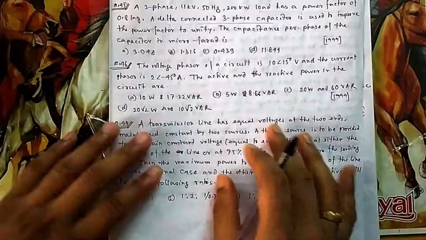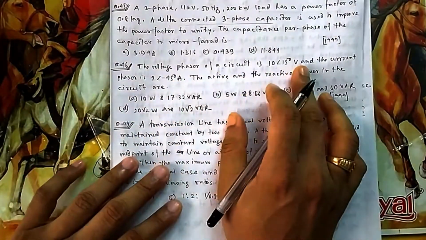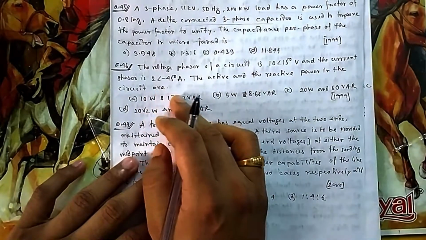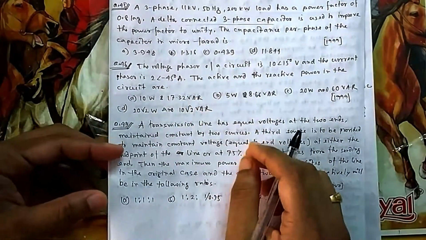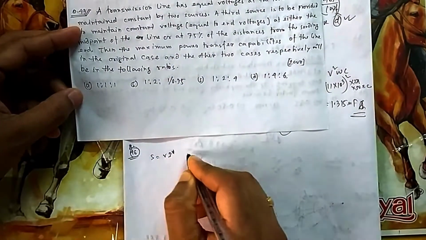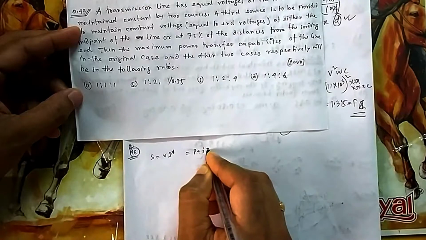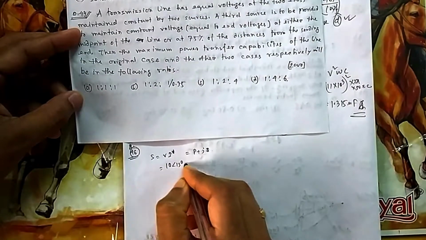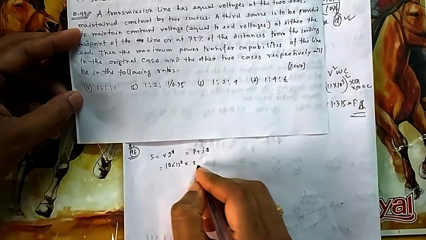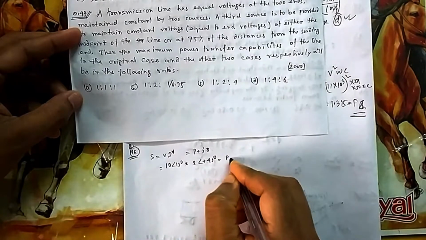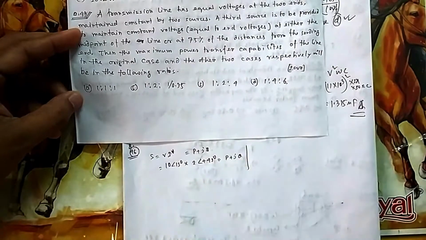Okay, in question number 46, the voltage phasor of a circuit is given, the current phasor is given, and we need the active and reactive power of the circuit. So if the voltage phasor and current phasor are given, then complex power S is equal to VI star, which is equal to P plus jQ. V is given as 10 angle 15, multiplied by I star, which is 2 angle 45, that is your P plus jQ. That is as per our load condition.